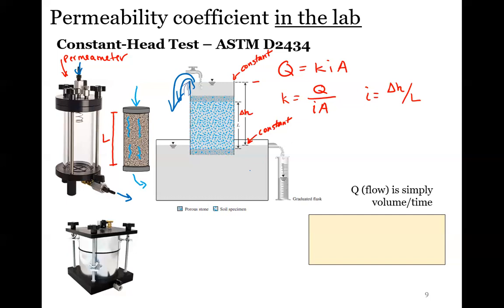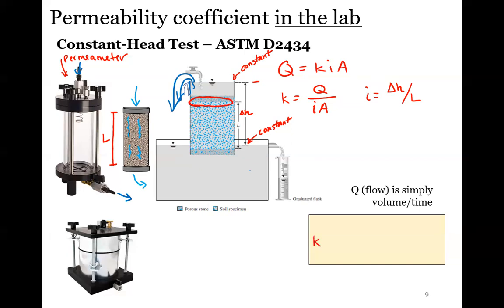We can also measure our cross-sectional area because this is technically a tube, right? This is like a cylinder. So we can measure that cross-sectional area. And then we can measure the flow. So we have all of those things.